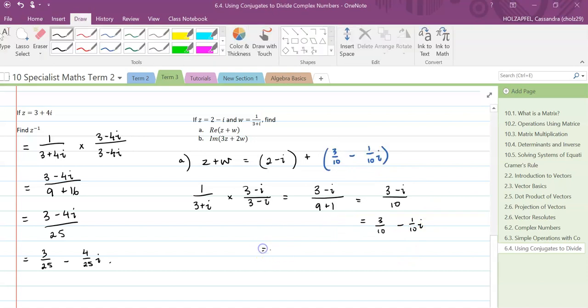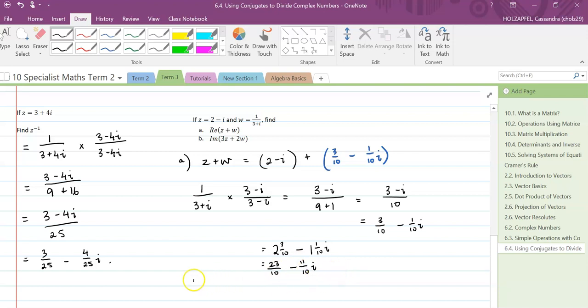And now we can go ahead and solve. So 2 plus 3/10 is going to be 2 3/10. And then negative i minus 1/10 i is going to be negative 1 1/10 i. We can also use mixed numbers to represent this. So we could also do this as 23 over 10 minus 11 over 10i.